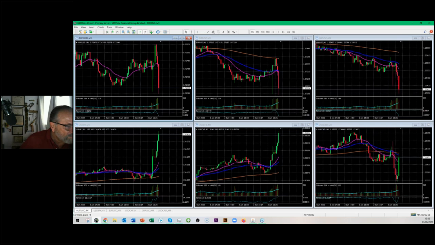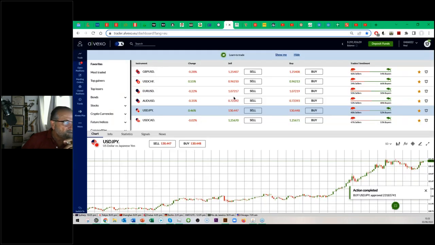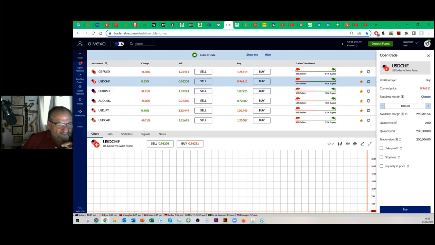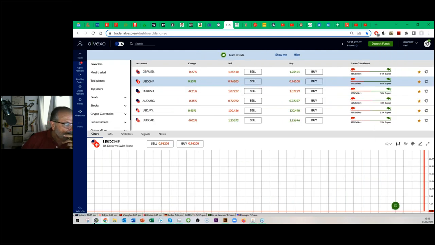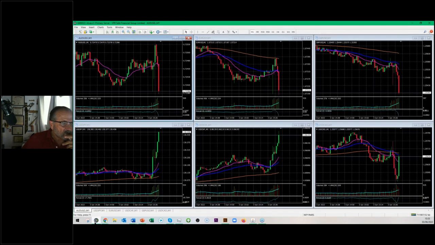Dollar yen is looking good. And the volume is increasing. The volume is high. So the dollar Swiss. Let's get into the dollar Swiss again. Dollar Swiss buy two lots. I'm in. Okay, at least the execution is all right.